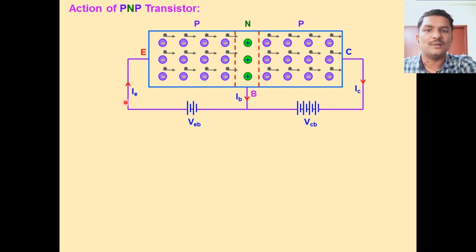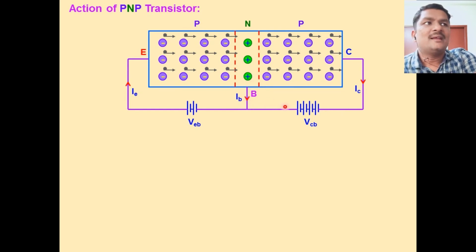Sorry, positive terminal. Yes, the emitter and base junction is in forward bias condition. The P-type semiconductor is connected to the positive terminal of the battery and the N-type semiconductor is connected to the negative terminal of the battery. This represents that the emitter base junction is forward biased.